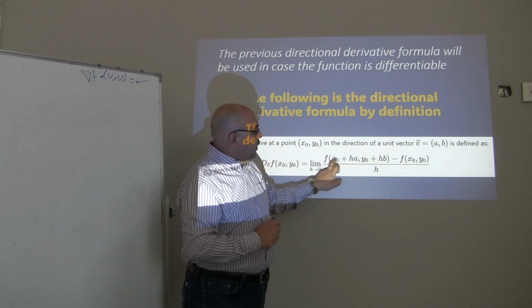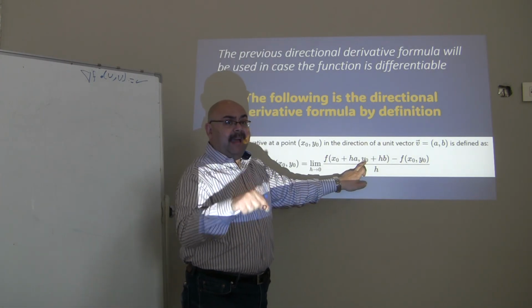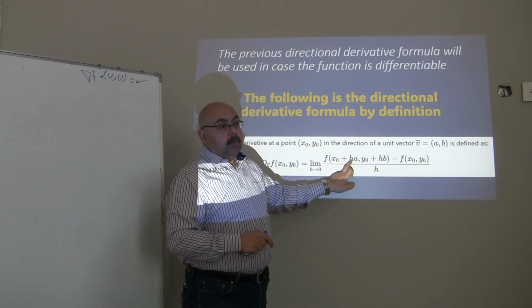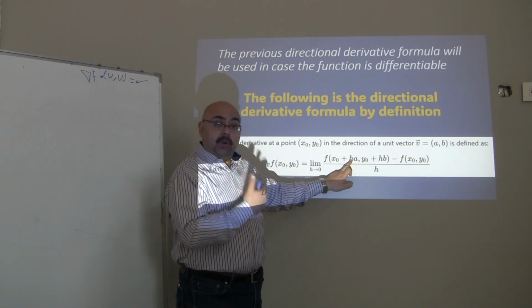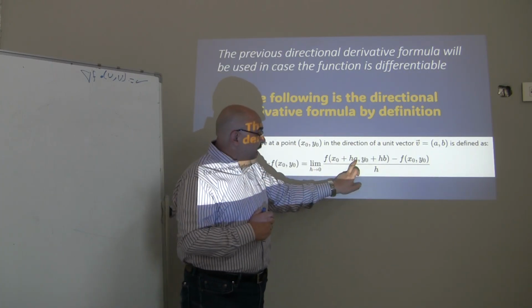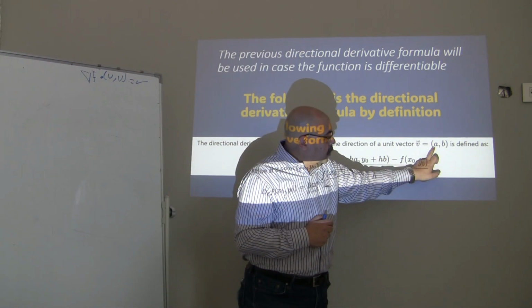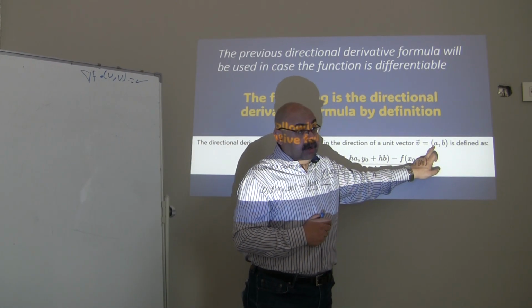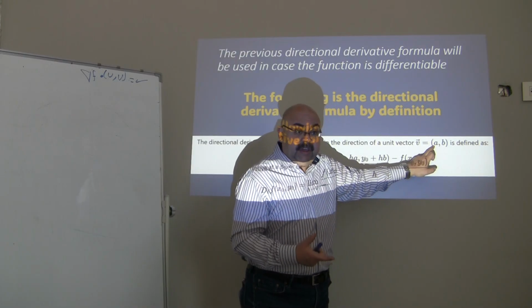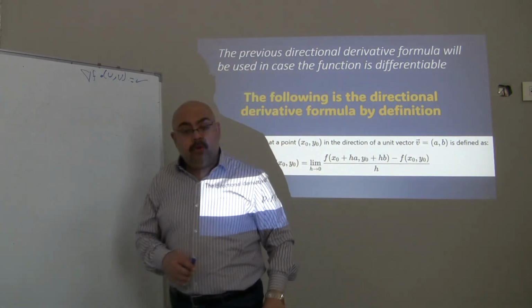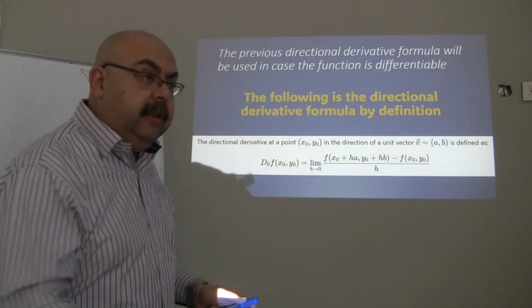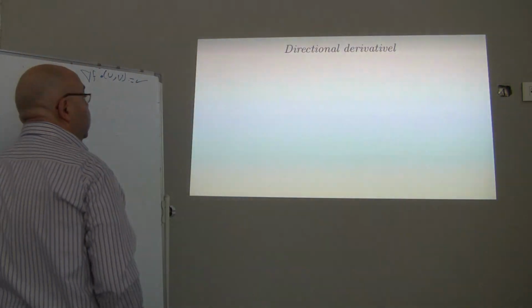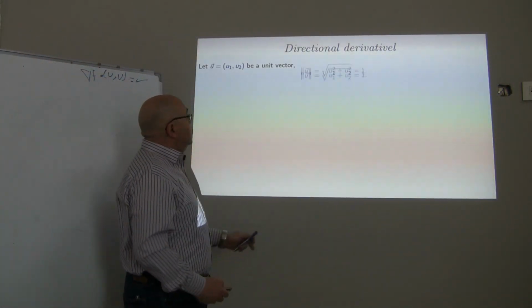First, the point, which is x naught, y naught. Then I will add on them some h, which is a variable that I will use in the limit, times a, which is the x component of the direction vector that I am evaluating at, and b, also it's going to be this value of the vector that we are computing.